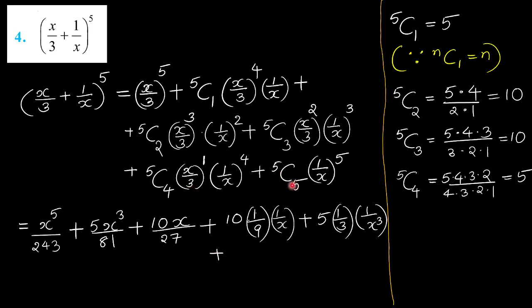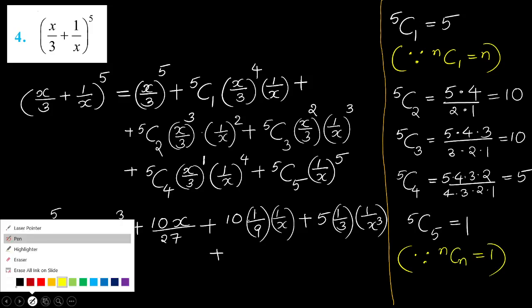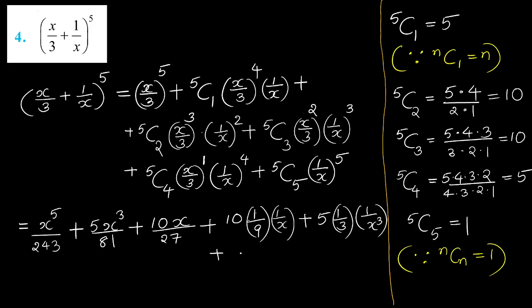The last term, we know that 5C5 is 1. We have a property that we studied yesterday. NCN equal to 1. Hence 5C5 is 1. 1 into 1 by x raised to 5. You may write one extra step. Only thing is 10 by 9x. This is 5 by 3x cube. Or you can stop here, no problem.